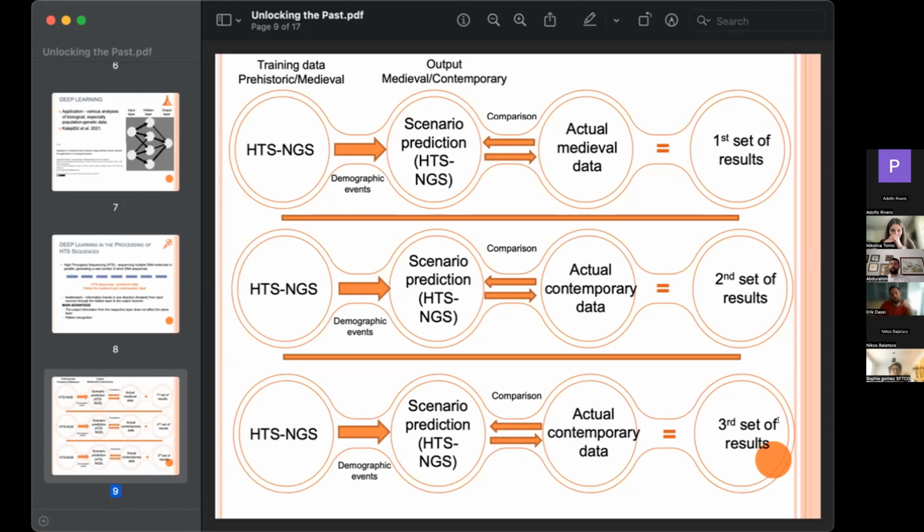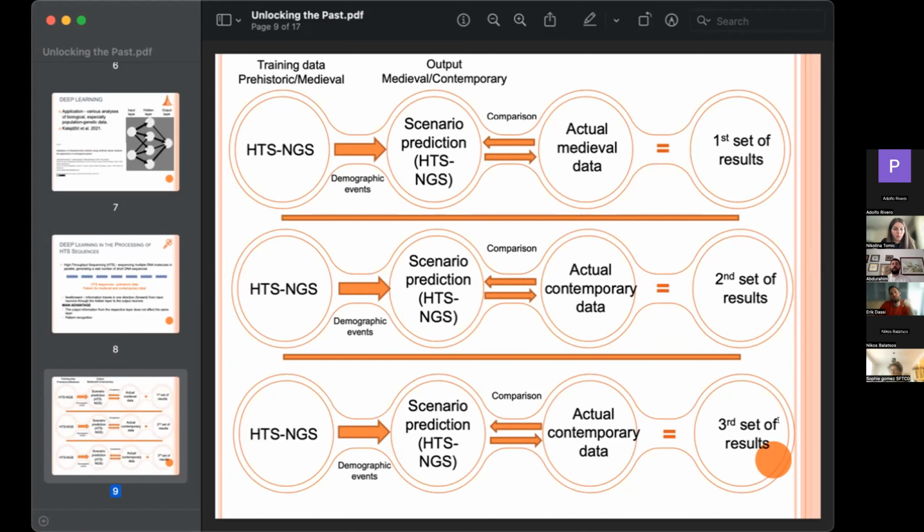We have comprised our results in 3 different sets. First, we'll be using prehistoric NGS data as training data. Then we will be taking into account different demographic events up until the medieval period. And then we'll obtain output for medieval NGS data, where we will be comparing that scenario-predicted data with actual medieval data that is obtained in the ArchaeoDNA database of the Institute.